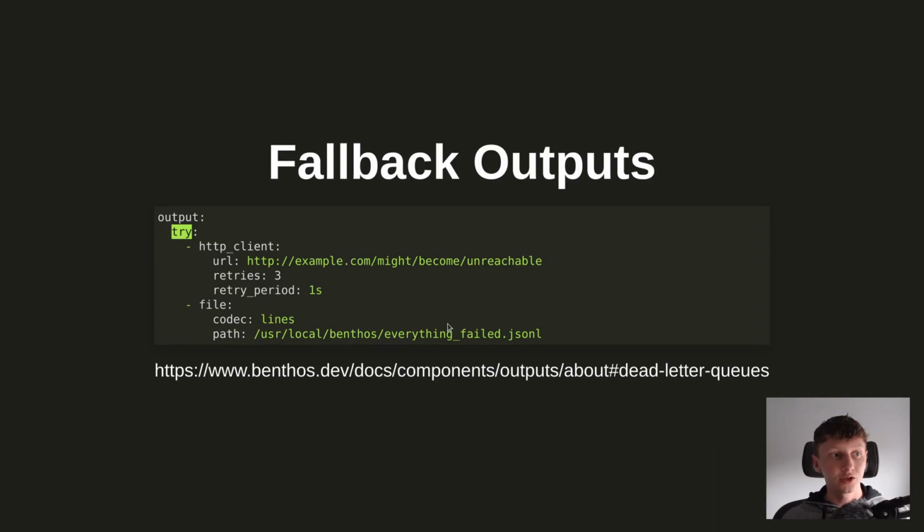One of them is a try broker, where you can specify any number of outputs, and basically Benthos will try the first. If that fails, then it will move on to the next, and so on and so forth. So you can use this to create dead letter queues or fallback outputs in case one becomes unavailable or just cannot process a particular message.